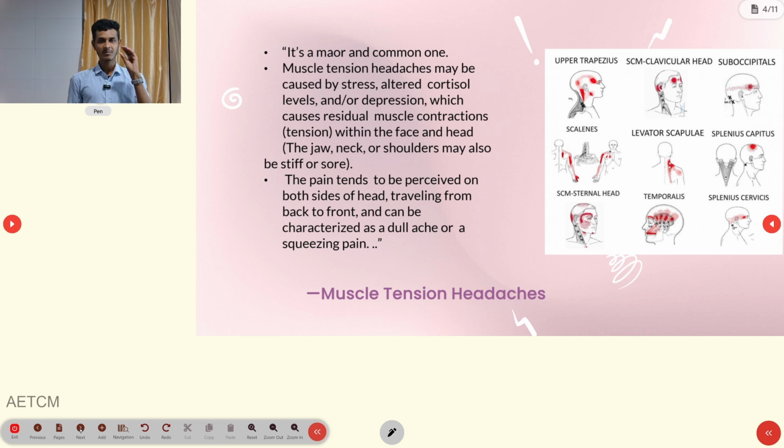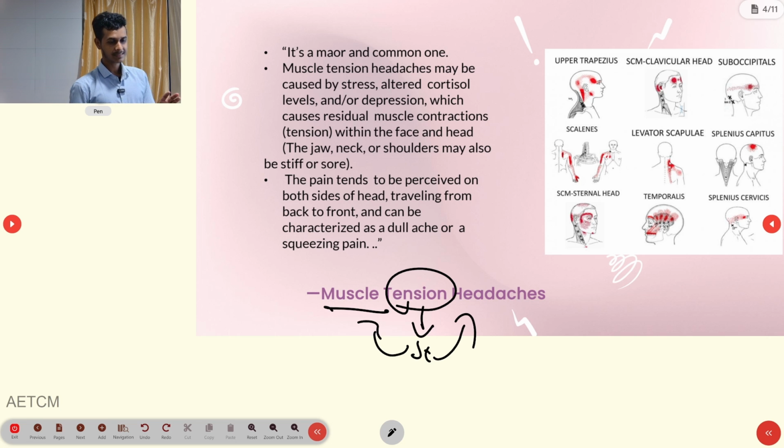So the first type is muscle tension headache. From the name itself we can make out the meaning. Tension means it becomes rigid or stiff, and that muscle stiffness creates the headache. That is called muscle tension headache, or you can call it tension type headache. What is the cause for the stiffness? There might be stress or depression or altered cortisol level that is creating stiffness of the muscle, and that is creating the headache.